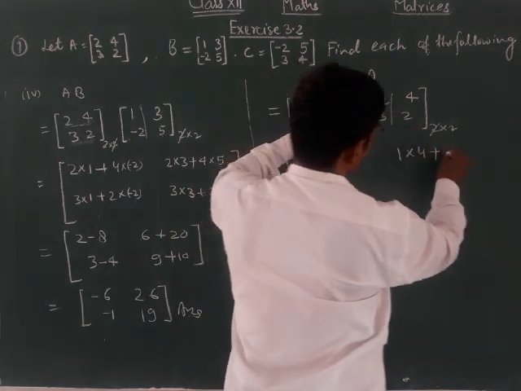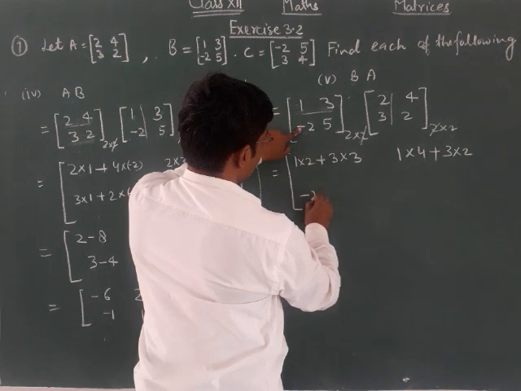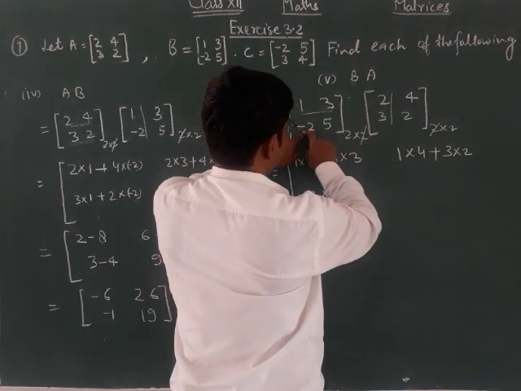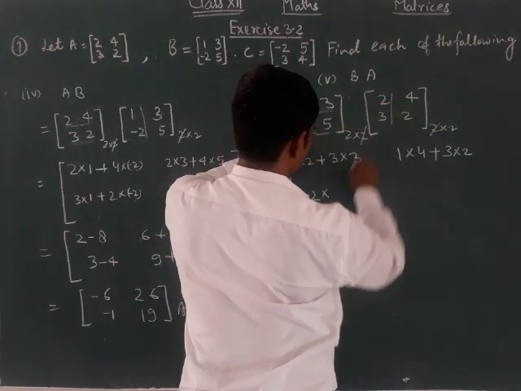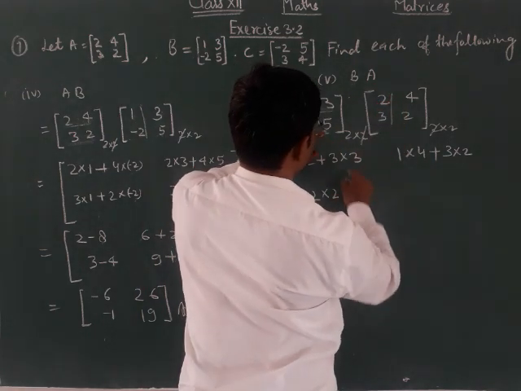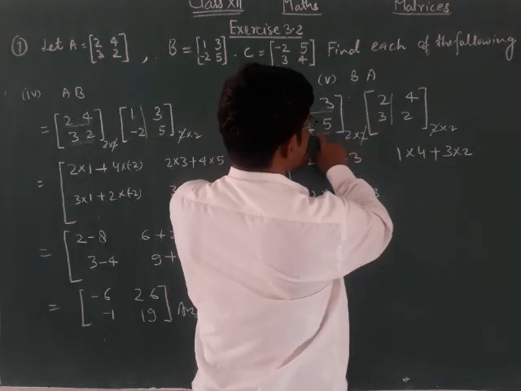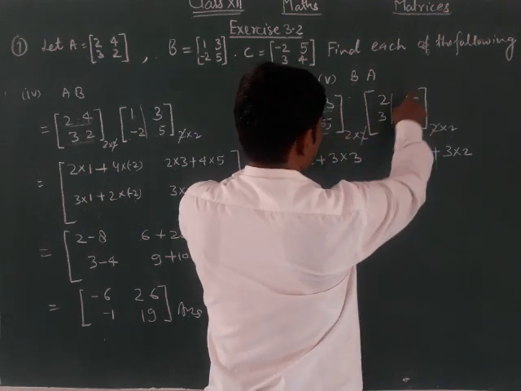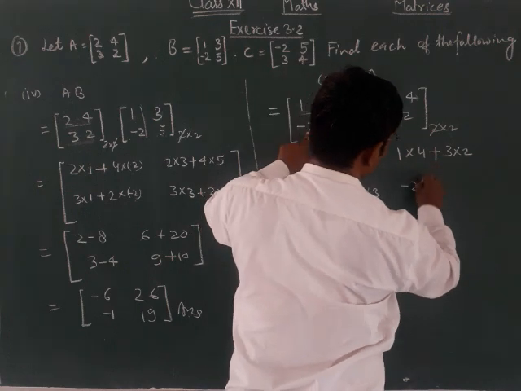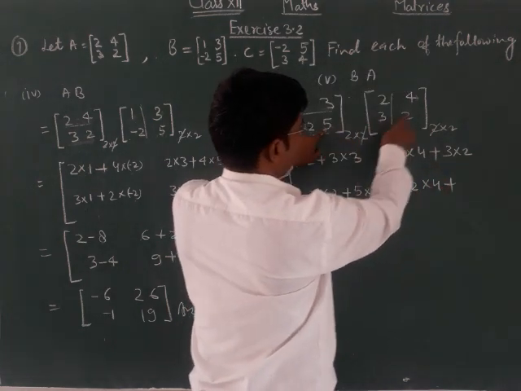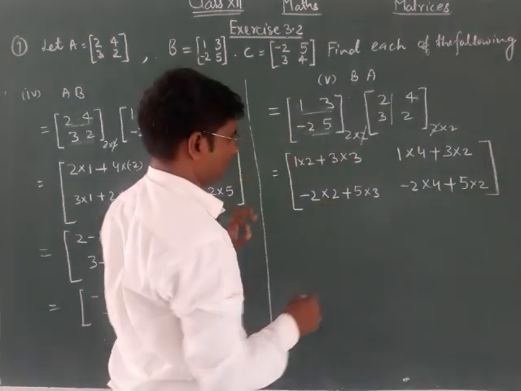3 into 2. And the second row with the first column: minus 2 into 2 plus 5 into 3. And the second row, second column: minus 2 into 4 and plus 5 into 2. So this is the multiplication of the matrices.